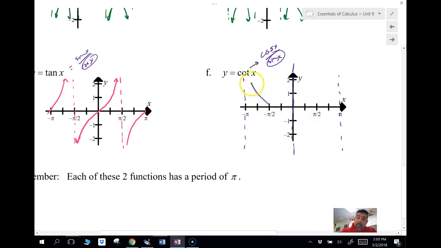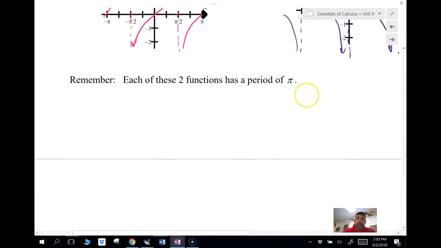It's going to go up this way, down like that, and then like that, and it's periodic. It's going to do the same thing each time. All right, there you go. Tangent, cotangent. So you're going to need to know those graphs, especially sine, cosine, and possibly secant, cosecant, tangent, and cotangent. But sine and cosine are very, very important. All right, so remember these last two, they have a period of pi, so they're a little bit different than the other ones.